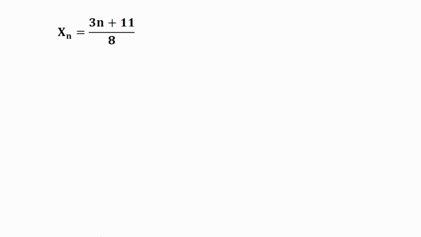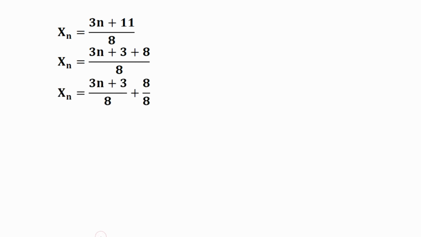So, let us look at the algebraic expression now. Here 11 can be split as 3 plus 8. So we can write it as (3n plus 3 plus 8) all divided by 8. Now again we can split it into two fractions, (3n plus 3) by 8 plus 8 by 8. Now 8 by 8 means it is 1. So we can rewrite it as (3n plus 3) by 8 plus 1.